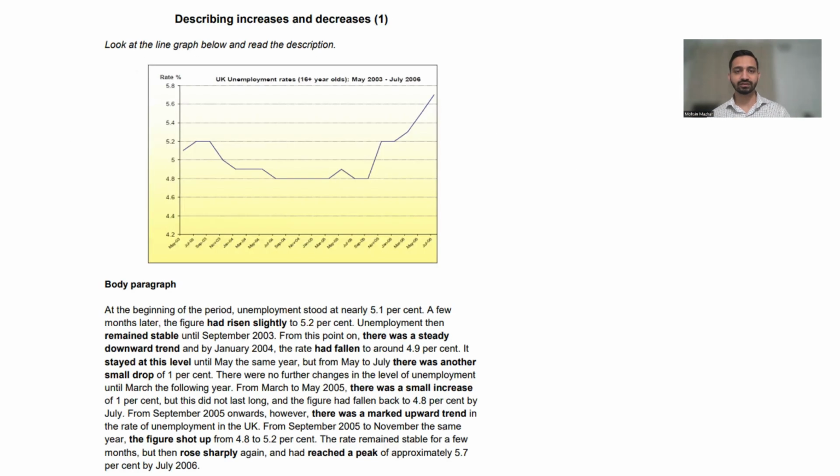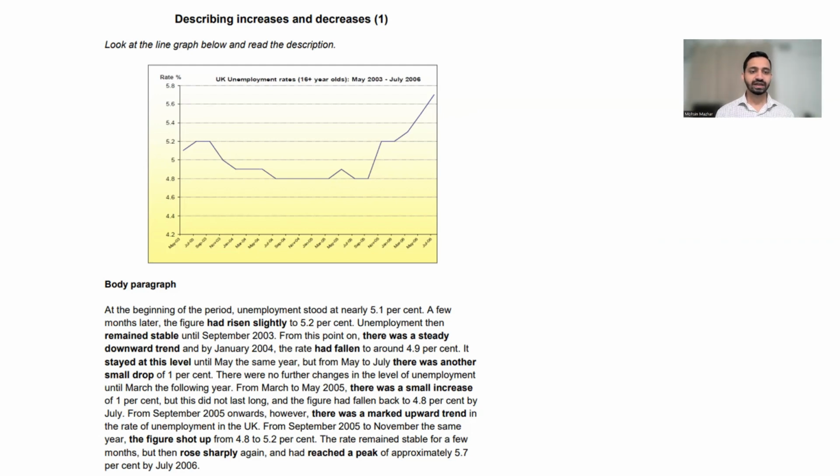So let's look at our first activity. Let's look at this chart. Maybe you'll get a graph like this in your test, or you might be presented with something different. So look at the line graph here and read the description. This is a body paragraph. You will have to come up with an introduction, an overview, and a body paragraph. Let's just look at the body paragraph and understand how one can describe increases and decreases.